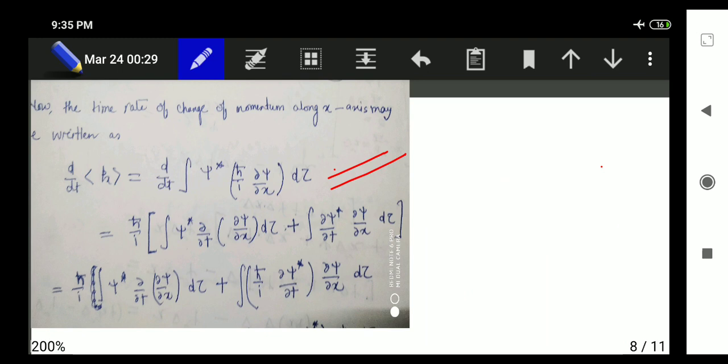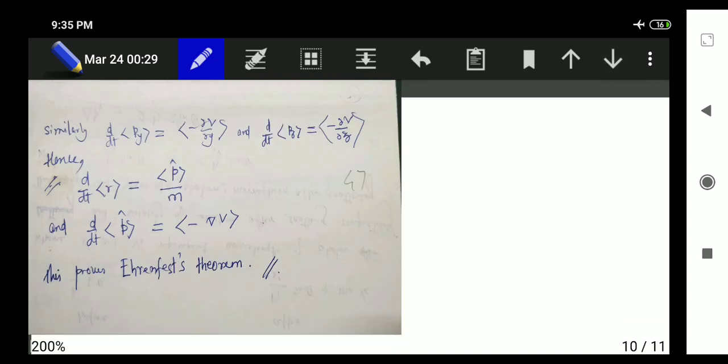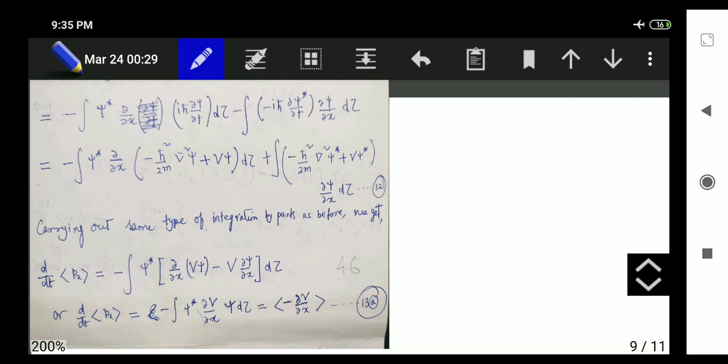Okay, then you'll get, ultimately if you do step by step, it's there in my pages, you can see. If you try by yourself, or you can ask me in the comment section if you don't understand any of the steps, then if you go step by step, ultimately we'll get this thing. You can see this step, d/dt of px is equal to minus integration psi star del v del x psi d tau.